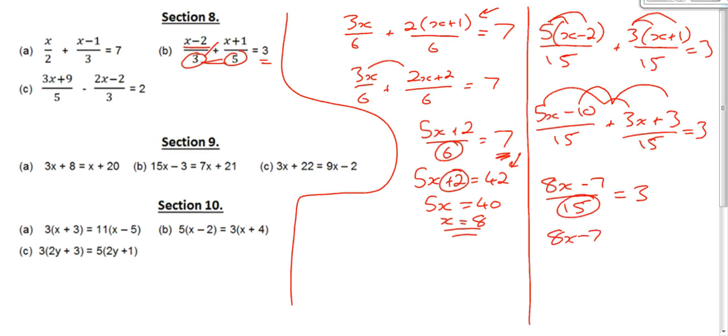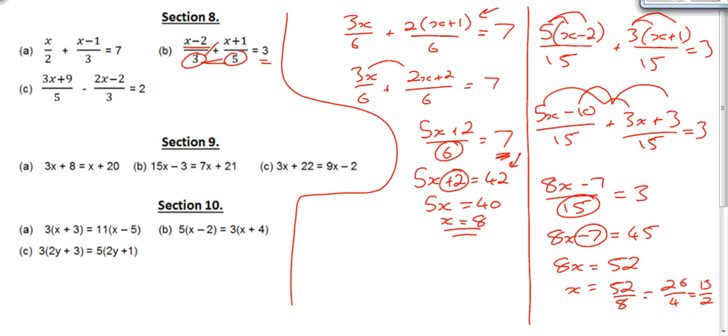So 8x minus 7 equals 45. What we're then going to do is we're going to add the 7. So it's going to be 8x equals 52. And then we're going to divide by 8, so x equals 52 over 8, which you can simplify down. If you divide by 2, that's going to be 26 over 4, which is 13 over 2. Okay, so moving on to question C.